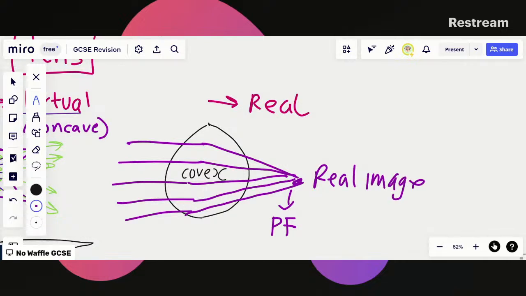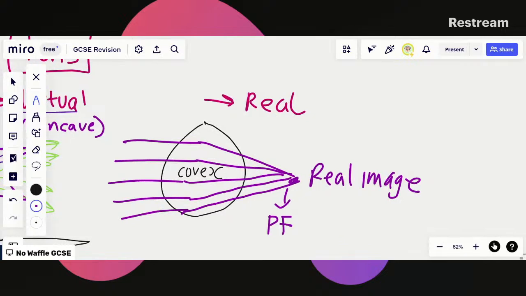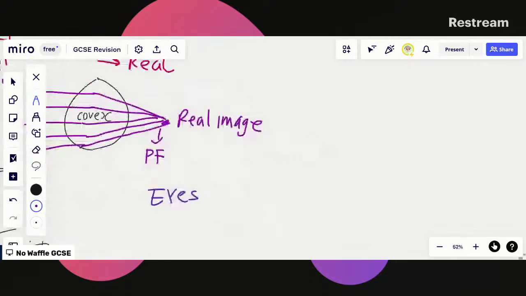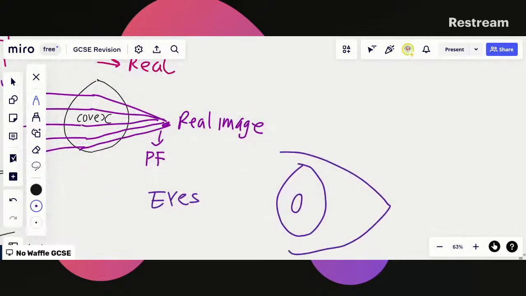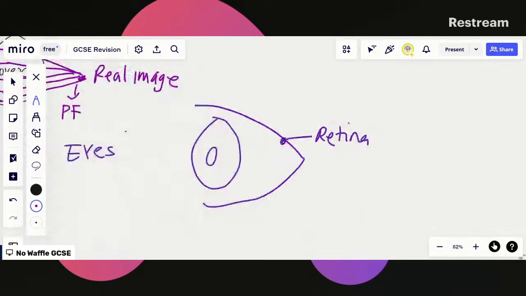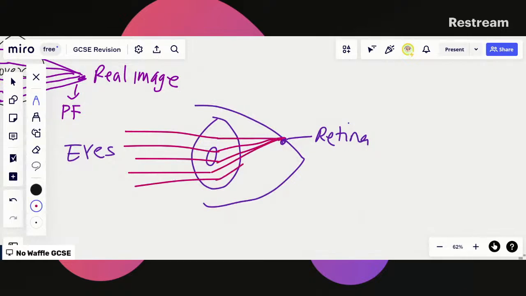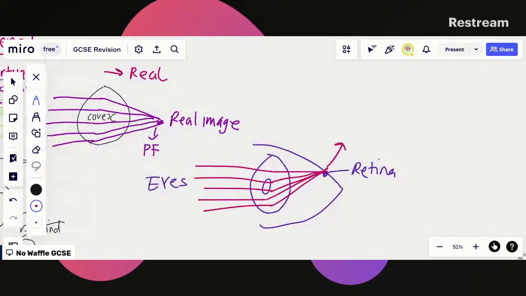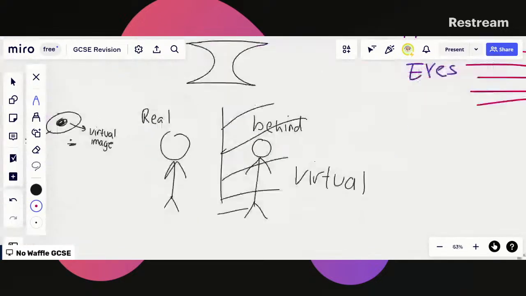For example, when you're looking at something, your retina, the back of your eye, is the screen, and that's how you're able to see things. So we use convex lenses when we're looking at our eyes. You've got our eye, and then this retina point, and as the light rays pass through the lens, they get focused onto this retina. That's an example of a convex lens. The reason it's a real image is because it produces this real image on the screen. Whereas when we're looking at a mirror, it just produces this image that's actually behind, so it seems like it's a virtual image.